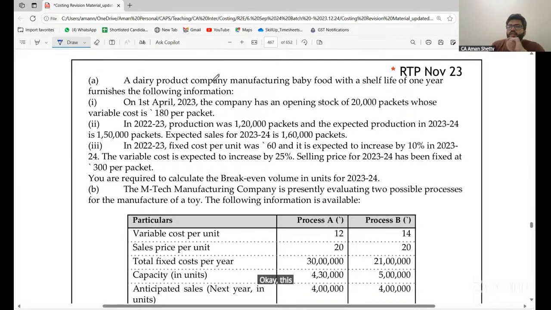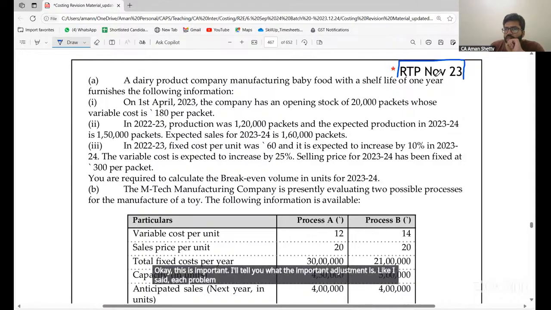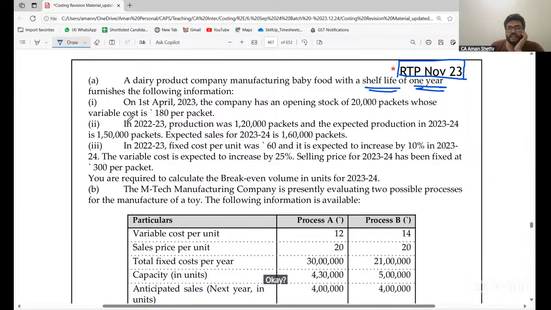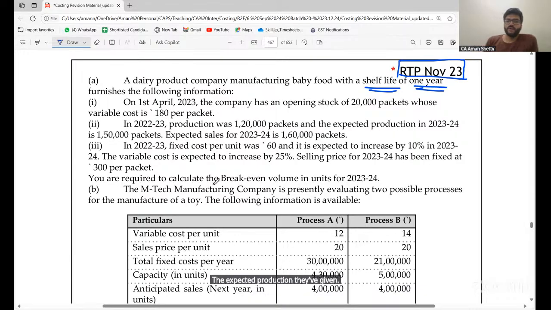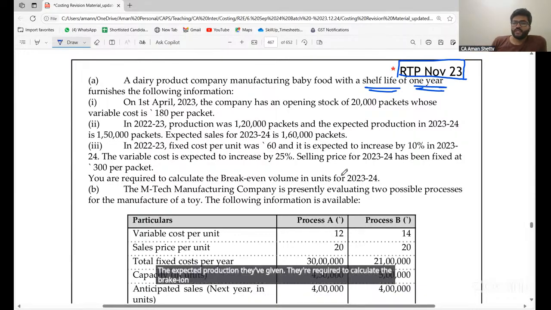This is important. I'll tell you what the important adjustment is. Like I said, each problem I cannot solve, but the important adjustment that you have to note down here is that the product has a shelf life of 1 year. The company has an opening stock of 20,000 packets, whose variable cost is 180 per packet. Expected production is given. You're required to calculate the break-even volume in units for 23-24.